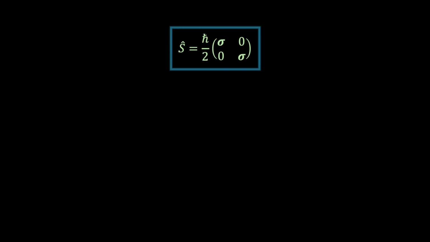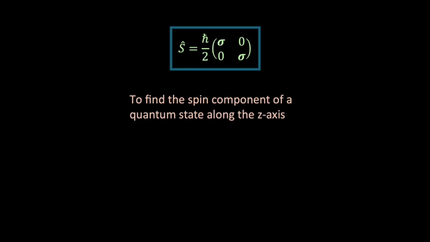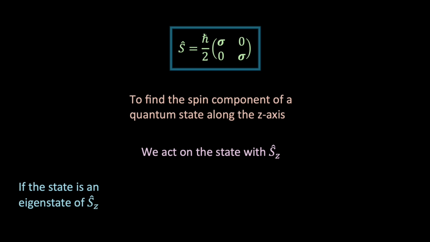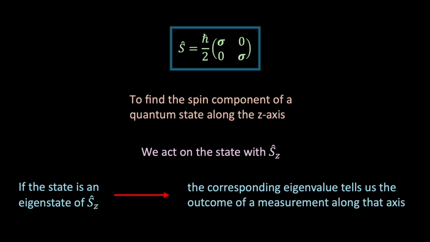Well, as we've already seen, spin is described by a vector operator, but when we perform a measurement, we can only access one component along a chosen axis, usually taken to be the z-axis. To find the spin component of a quantum state along the z-axis, we then act on the state with the z component of the spin operator. If the state is an eigenstate of the spin operator in that direction, then the corresponding eigenvalue tells us the outcome we would obtain in a measurement of the spin component along that axis.